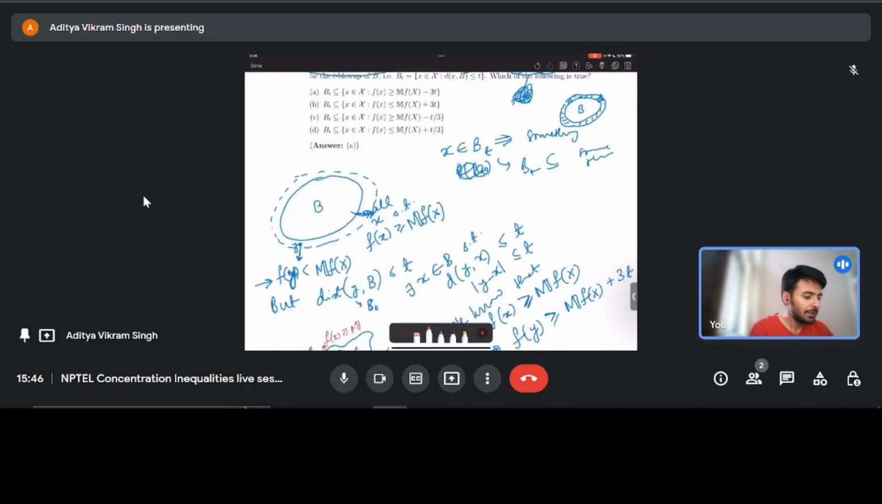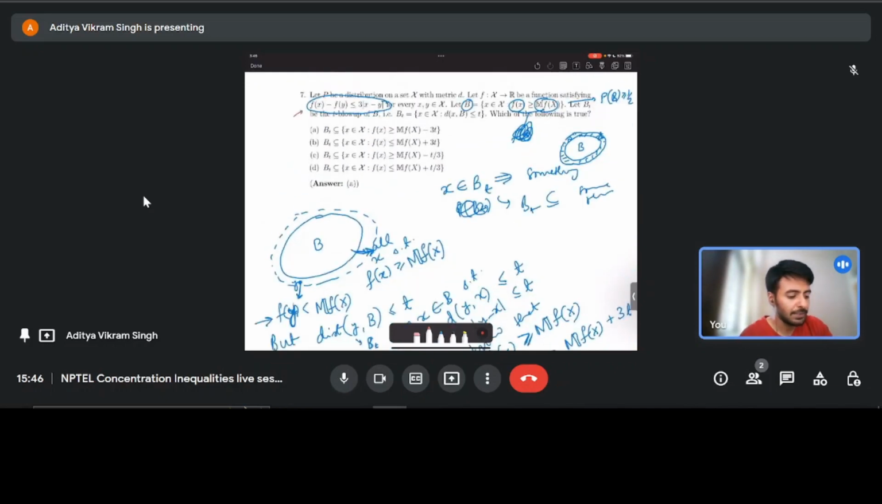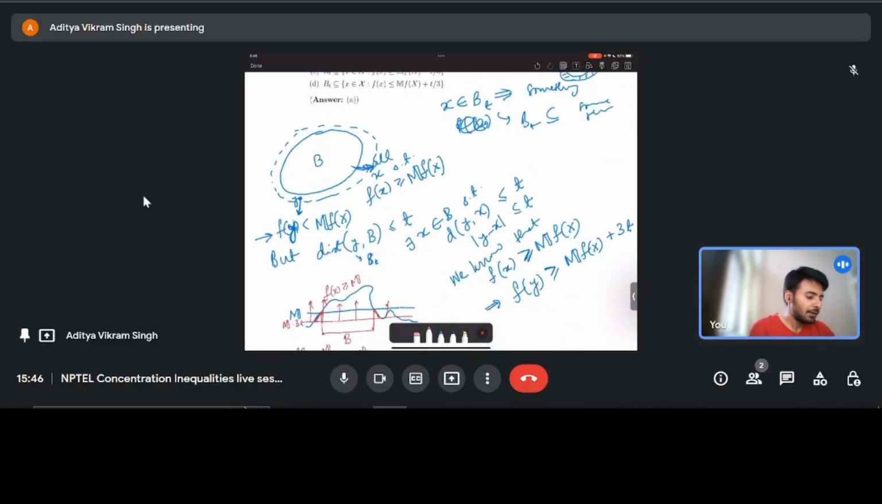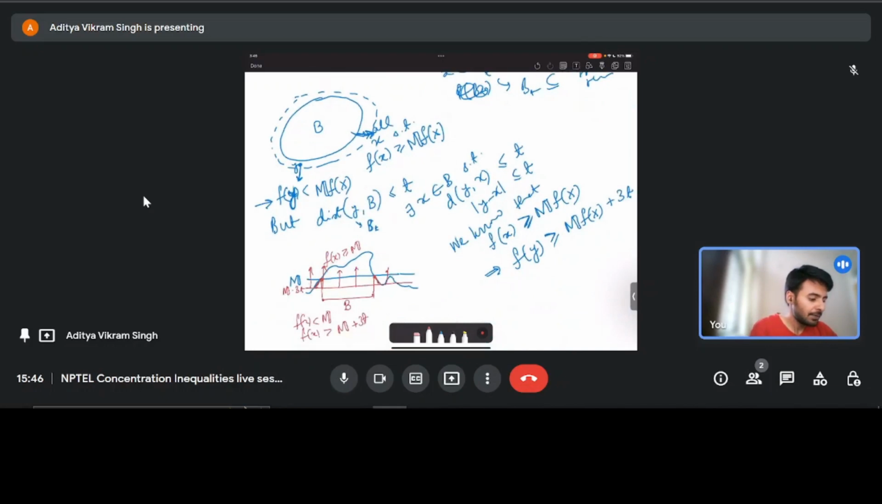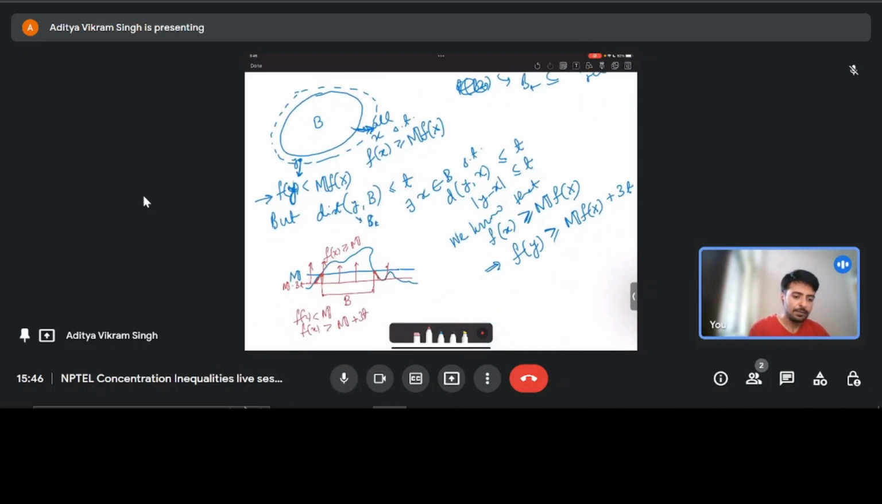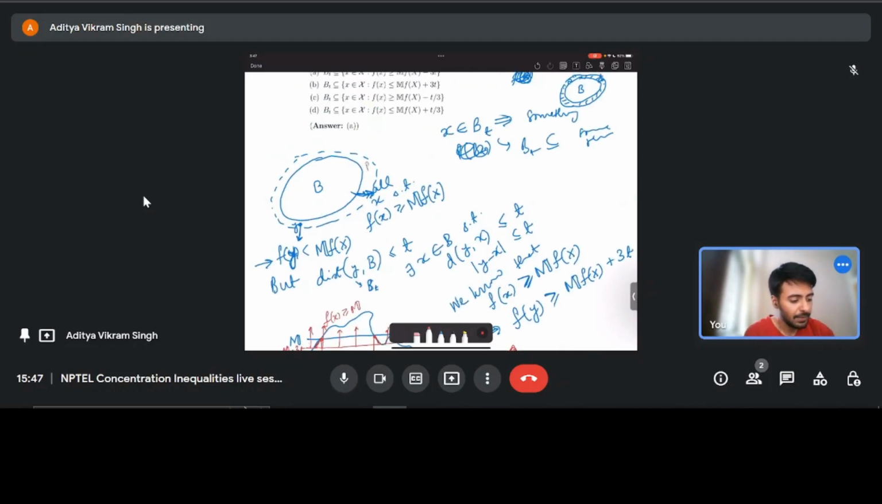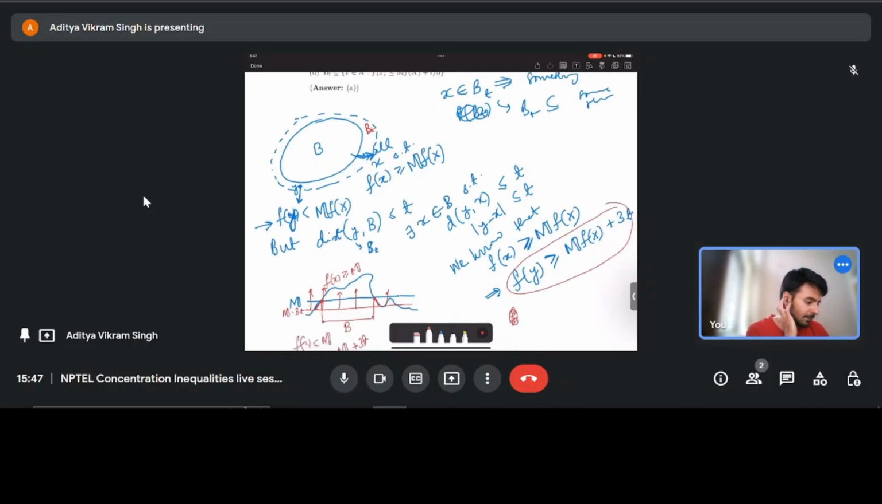So what this Lipschitzness condition allows us to do is relate the domain to the function value, right? So we have this domain B_t, and in this domain we have that f(y) is greater than or equal to the median plus 3t. I mean, this should be minus 3t.